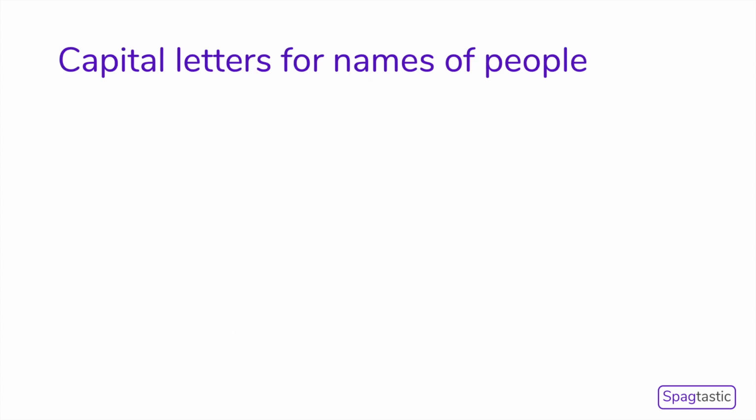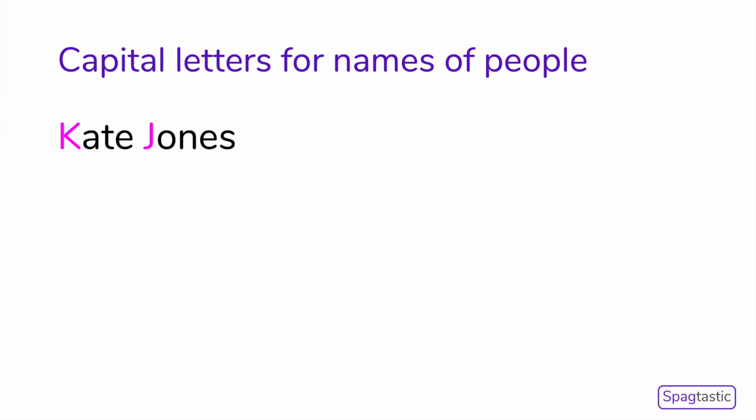We are first going to learn how we use capital letters for people's names. The first name needs a capital letter and the surname, which is the second name, needs a capital letter. Let's take a look. Our first name is Kate Jones. So Kate needs a capital K for the first name and a capital J for the surname.